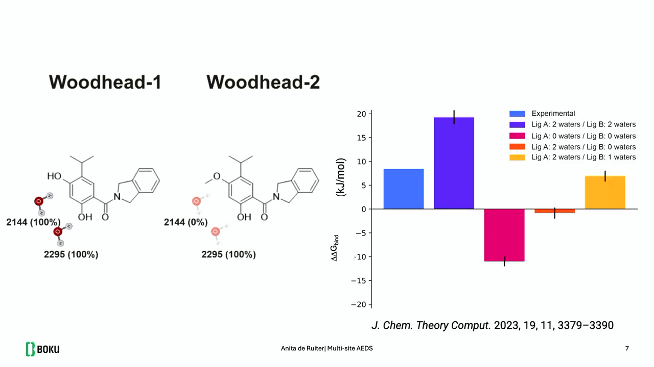So like I said, the experimental delta G is represented here. If we take into account that ligand A has 2 waters and ligand B has 2 waters, then we get this delta G based on a TI. We can do all kinds of combinations. You will see that they're all pretty wrong, except for this one, where we have 2 waters here and only this water here. So the prediction from the AEDS was actually correct if we look at the thermodynamic integration part.